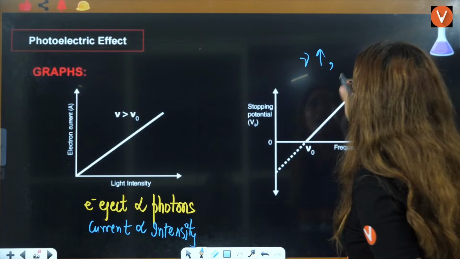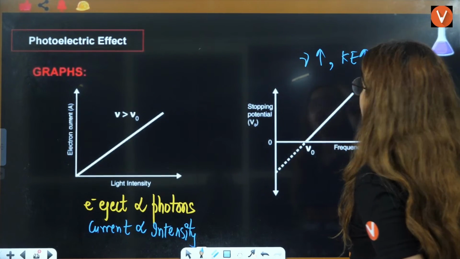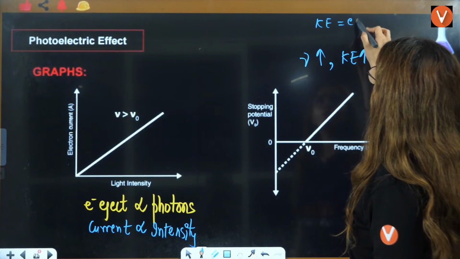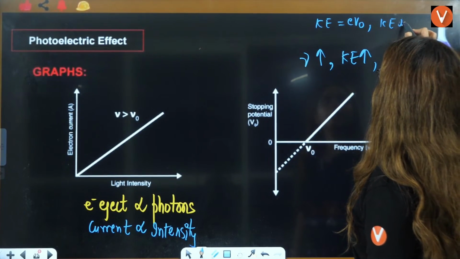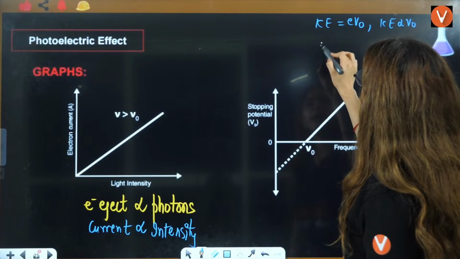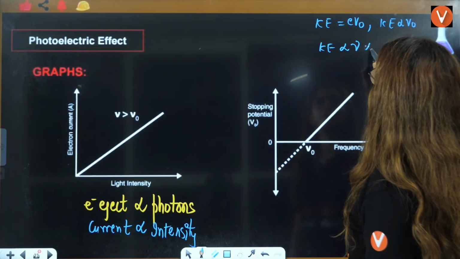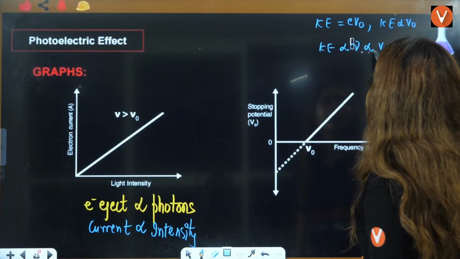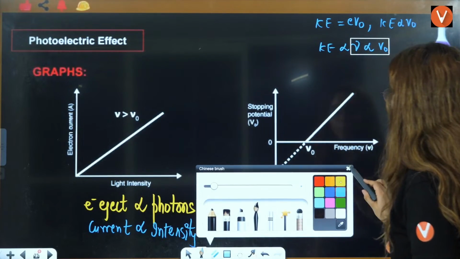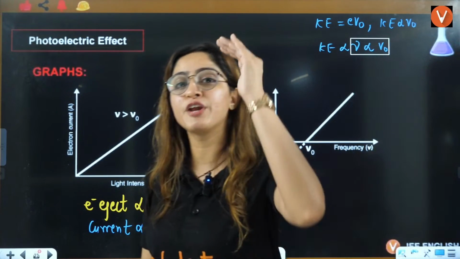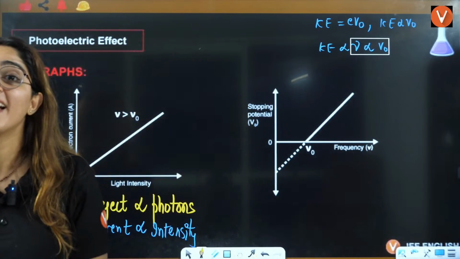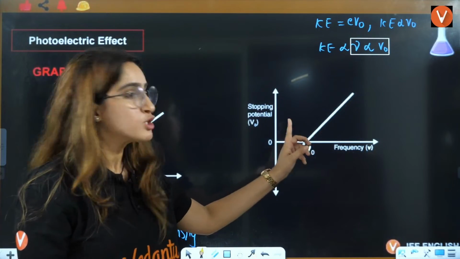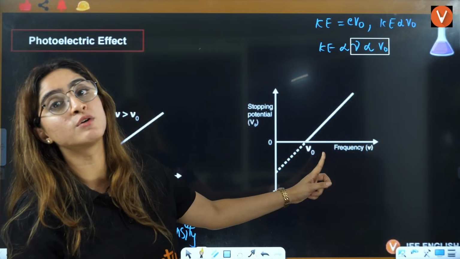Remember that work function. Kinetic energy will increase. So, we know that kinetic energy equals e times V naught. Kinetic energy is directly proportional to V naught. And we know that kinetic energy is directly proportional to mu. That means, can I say mu is directly proportional to V naught? As the frequency of incident light is increasing, it is giving more kinetic energy after it has achieved mu equals mu naught. So that's why we have drawn this graph only after mu equals mu naught.